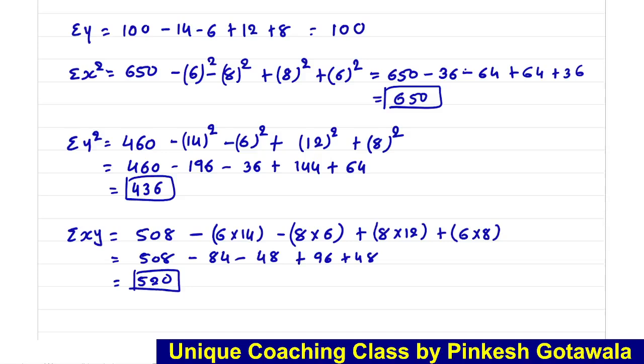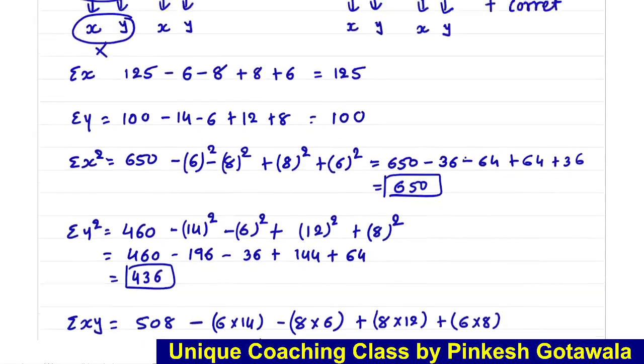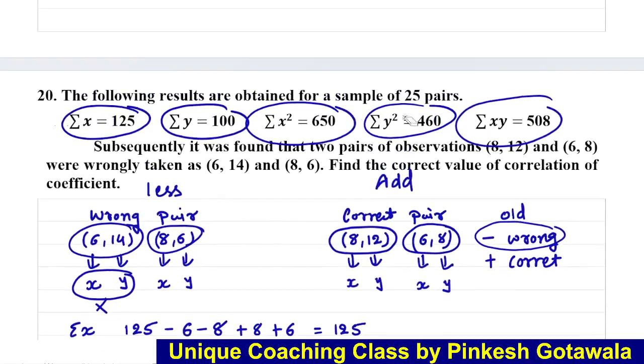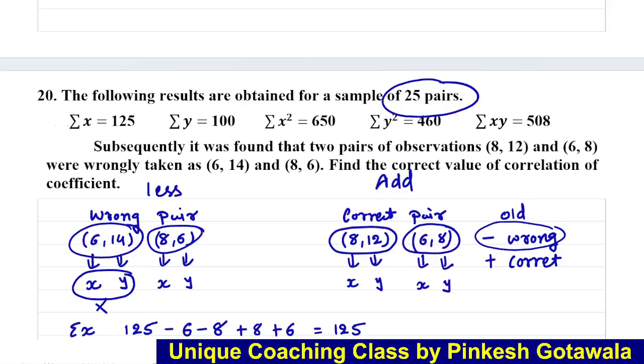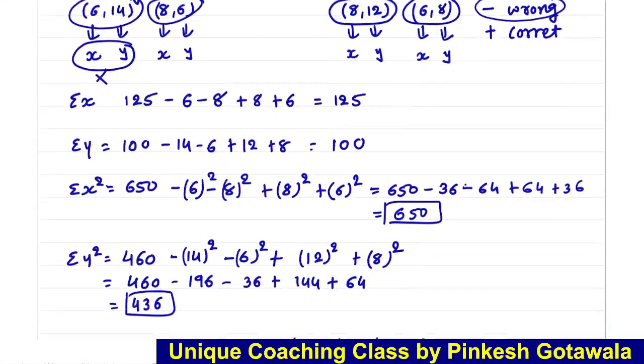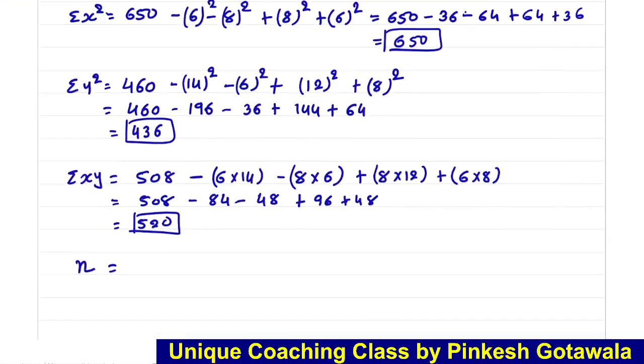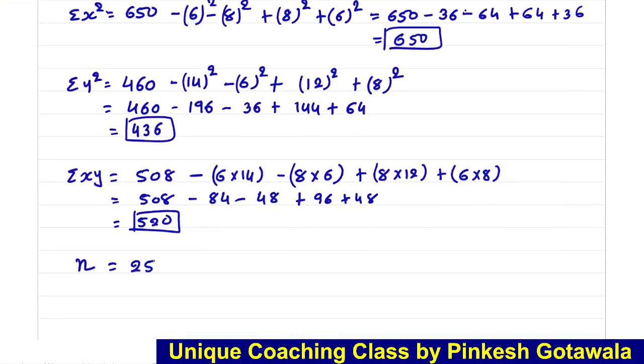And also you have to think about n. How much n do we have? So here we have 25 pairs. So it also can be changed. But remember, here there will be no change in n.